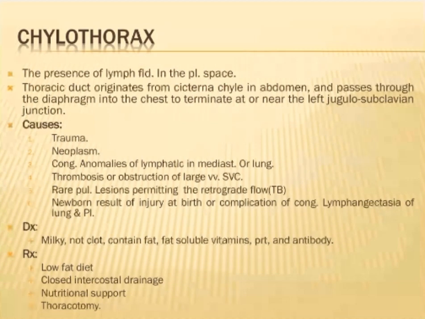Now, how can I differentiate it from empyema? When I do a thoracocentesis aspiration, it will have milk-like material. It is not a clot. It contains fat and fat-soluble vitamins. Besides, we have protein and antibody inside this. Otherwise, in empyema, we only have pus, fibrous tissue, and either lymphocytes or neutrophils. Here we have fat, fat-soluble vitamins, and also protein and antibody.